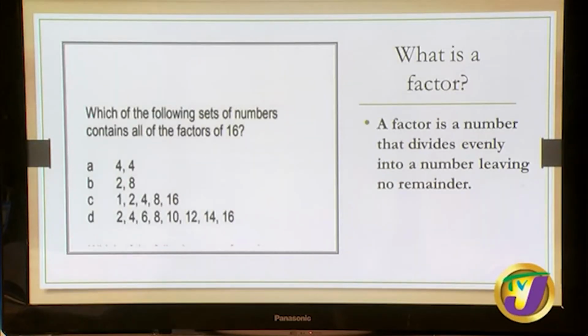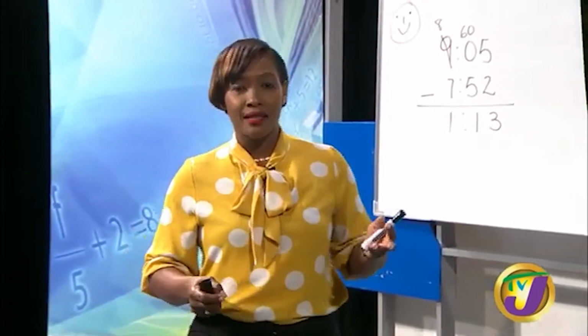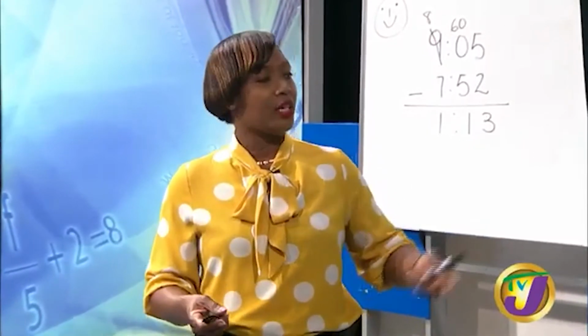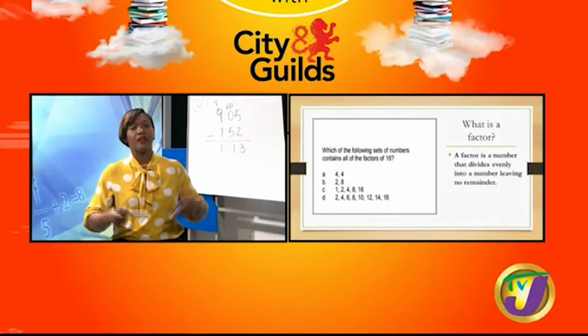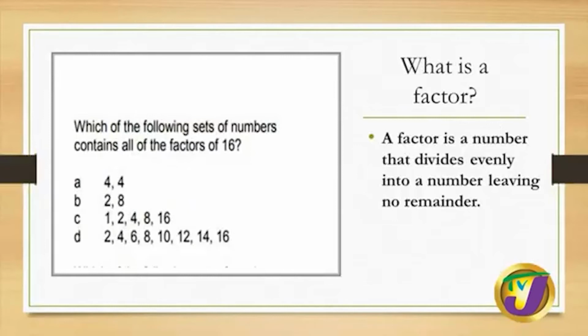All right. So you have, which of the following sets of numbers contain all the factors of 16? What is a factor, guys? A factor is a number that can be divided into another number evenly without any remainder. So let's look at 16. What is the first factor of 16? Well, of course, I know you're going to say 1 because 1 is a factor of all numbers. Excellent. What about 2? Yes, we can get 8 groups of 2's from 16. So that means 8 is also a factor.